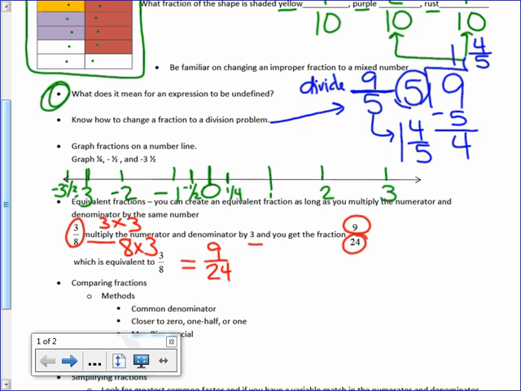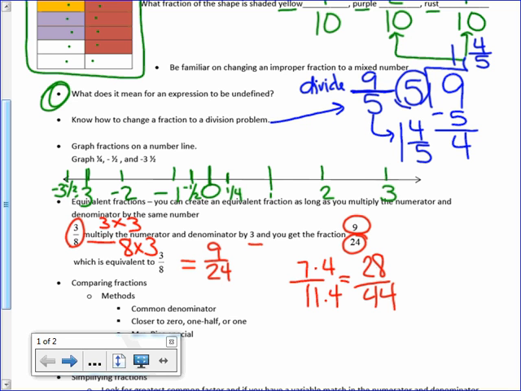9/24. Now, if I gave you the fraction 7/11, would 28/44 be equivalent? Is there something I can multiply 7 by to get 28? 4. If I multiply 11 by 4, will I get 44? Yes. So those are equivalent to each other.